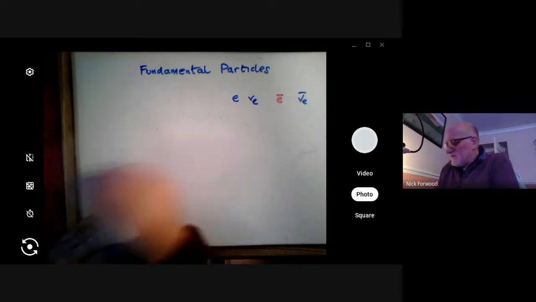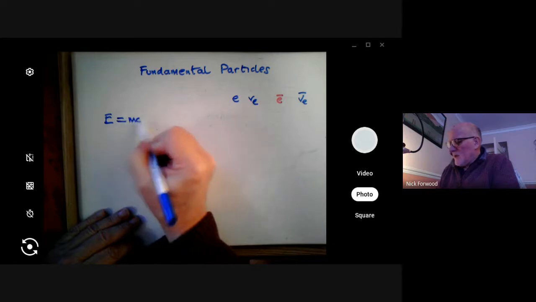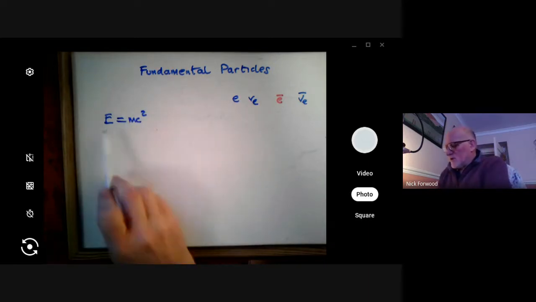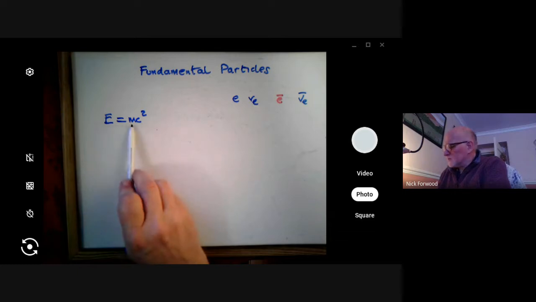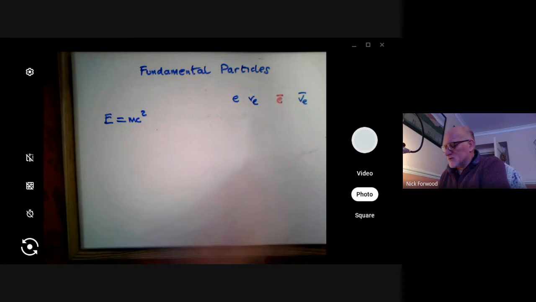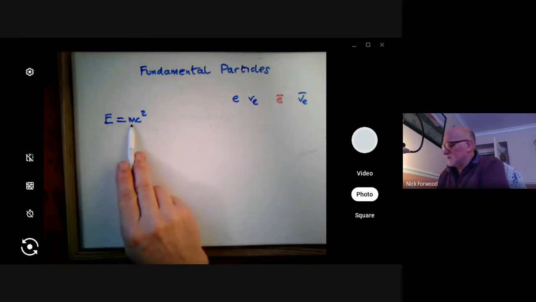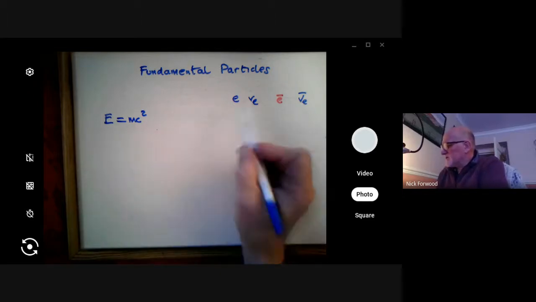Now, why a heavier version? Well, if you remember, we've got E equals mc squared. At low energy, we have small mass particles, and these particles are all small mass particles. If we collide particles with larger energy, we get larger particles. And it's possible to get a new family of particles which are basically all exactly the same, but just heavier.